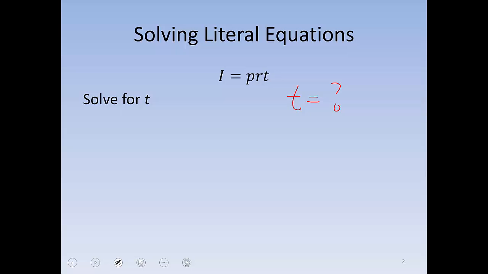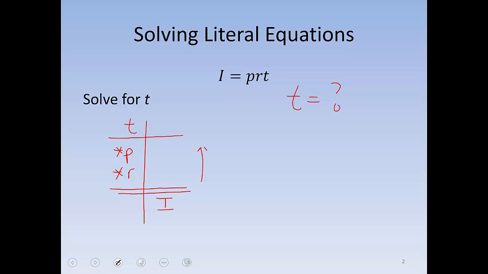So I'm going to think about what happened to t. And it looks like t was multiplied by p, and it was multiplied by r. Now we know because of the commutative property, it could have been multiplied by r and then multiplied by p, and it doesn't matter. It's still going to produce the same outcome. And the result of this was after we multiplied all that together, we got I.